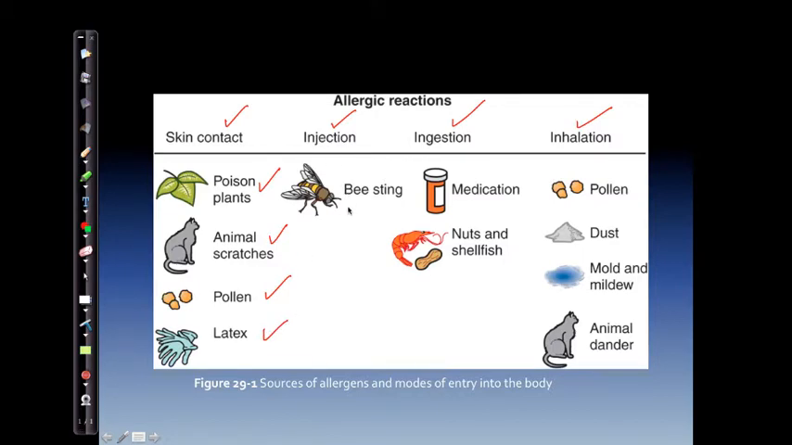As far as injection, bee stings or any other kind of animal that would inject poison into us could generate anaphylaxis or an allergic reaction. Ingestion, things like medications, nuts, and shellfish. As far as inhalation goes, pollen, dust, mold, or mildew that we come into contact with, animal dander.